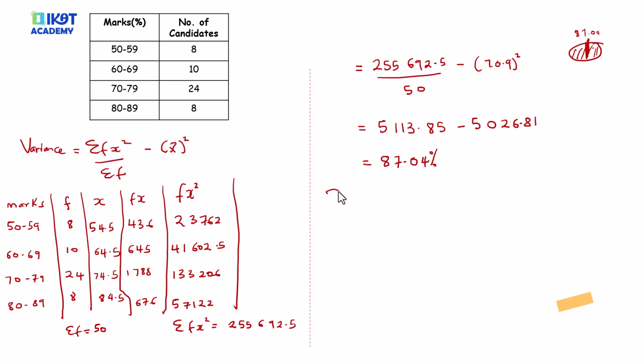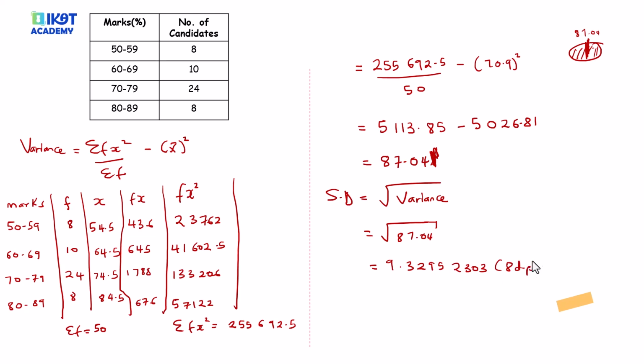Now standard deviation is going to be equal to the square root of the variance. So usually you find the variance and you find the square root of the variance to give you the standard deviation. So here you get this 87.04. It's going to be, I don't think this is the unit for variance. So it's going to be equal to 9.32952303. This is to 8 decimal places. Then now here you can round it off to 9.3295. This is to 4 dps. This is the standard deviation.